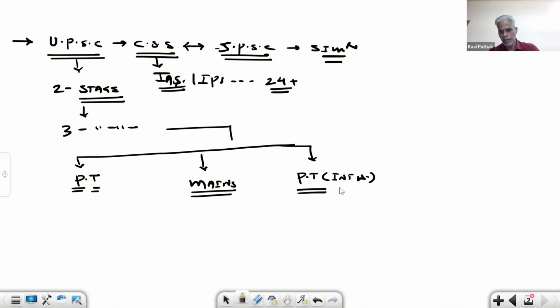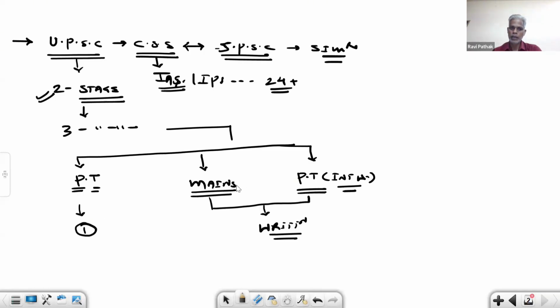Right. So one is the personality test, the other is the mains part. These two, in the notification, you will take as the written stage. So basically they call it the written stage. So in UPSC, it is two stages in the notification, but in general understanding, it's three stages. The first stage is the prelims, that is the PT part. The second stage is the mains part. And the third stage is the interview part.